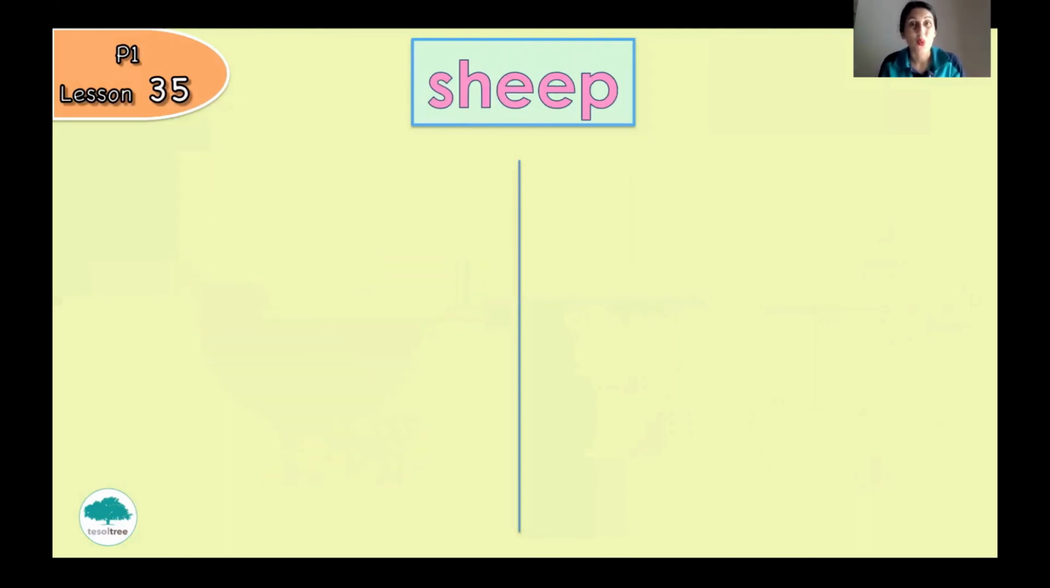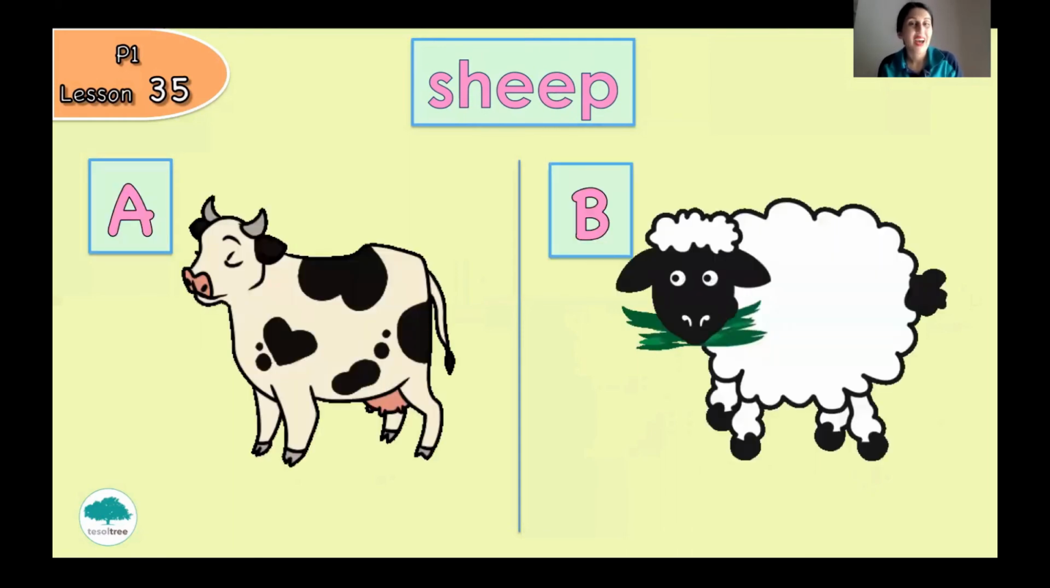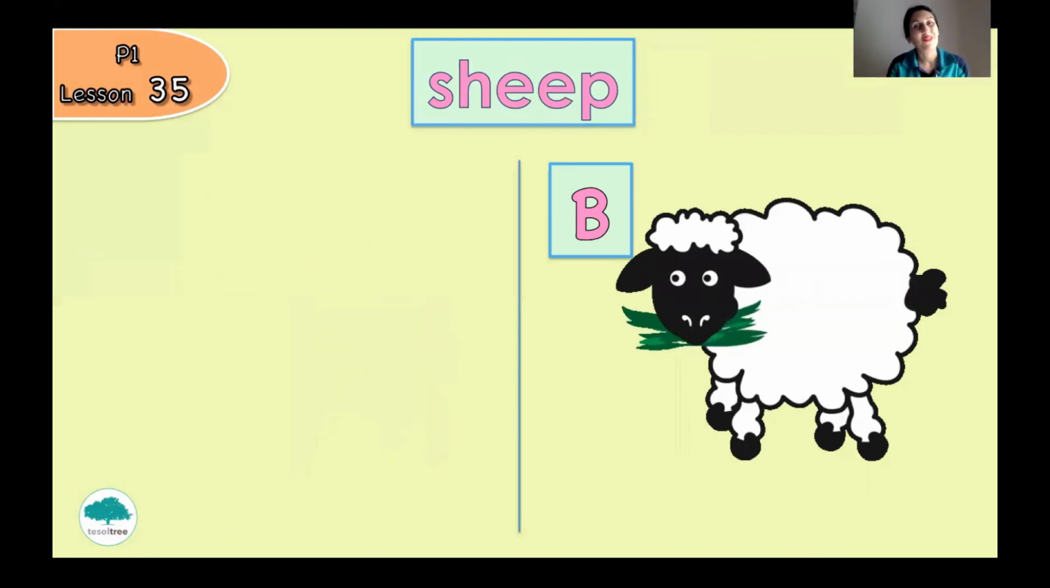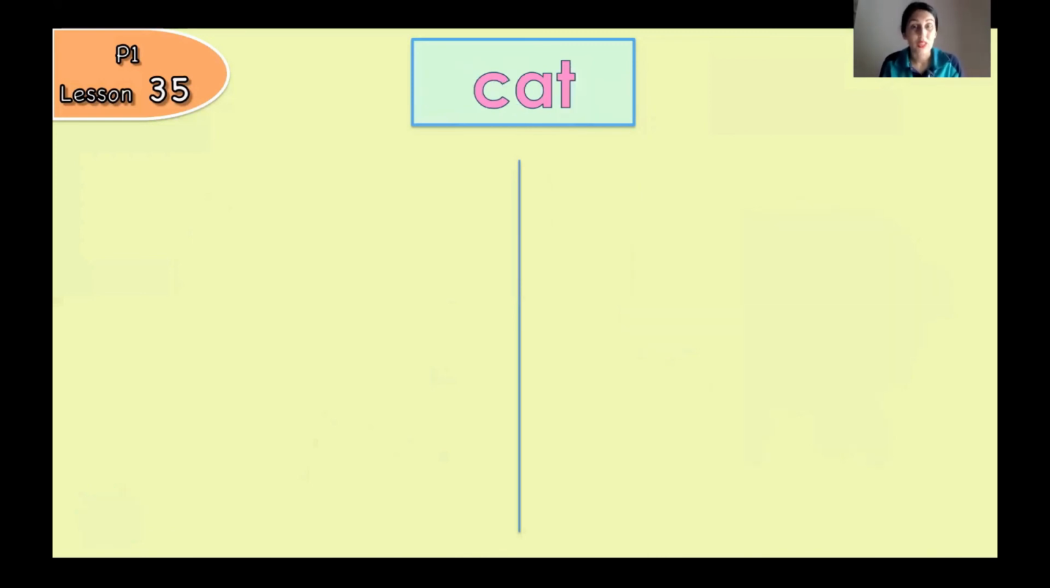Okay, let's do one more. Sheep. What do you think? P1, where is the sheep? Is it A or B? B, very good. So, letter B is the right answer. It's a sheep. Okay. And I want you to read this word, cat.